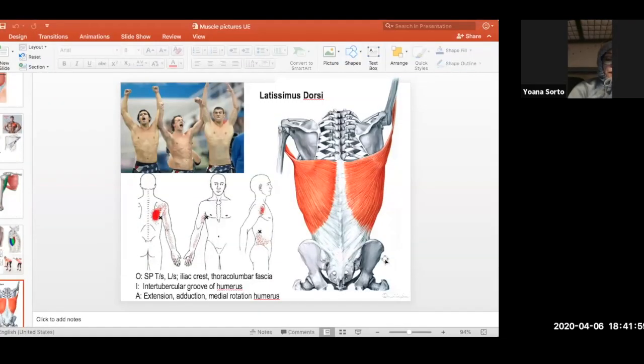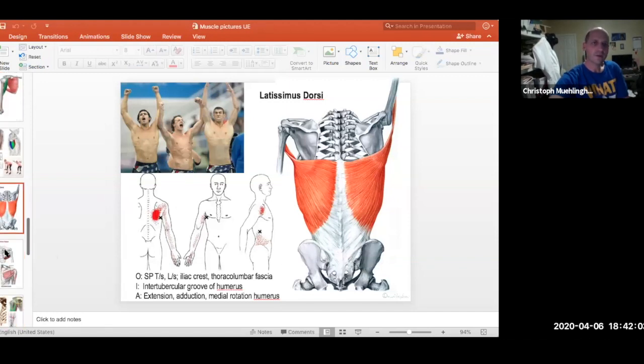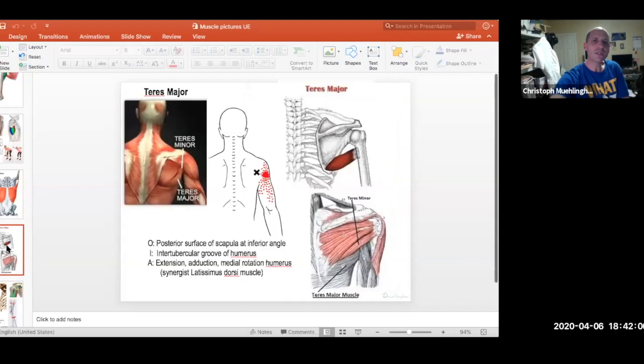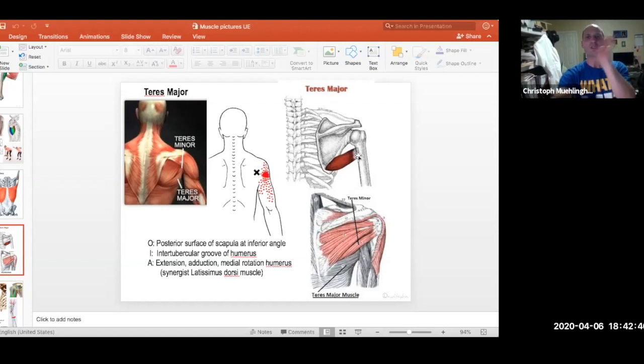Good? Yes. Got it. Any questions? No, good. All right. The latissimus dorsi has a little cousin called the teres major. The teres minor is attached here and goes to the tubercle up here, so it becomes more of a muscle that brings the arm in. But the teres major is more like a helper further down at the bottom of the shoulder, and it goes right to where the latissimus dorsi goes, the intertubercular groove. So it moves the arm like the latissimus dorsi. You want to associate the teres major with latissimus dorsi and the teres minor with the rotator cuff.